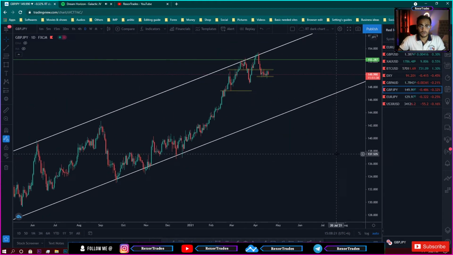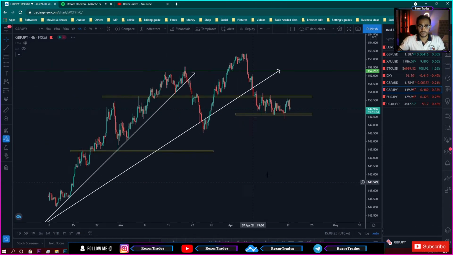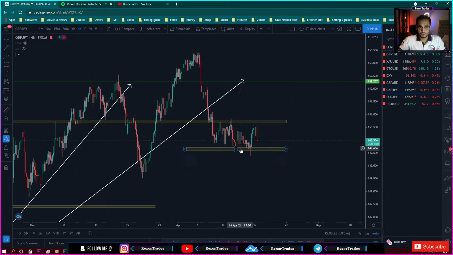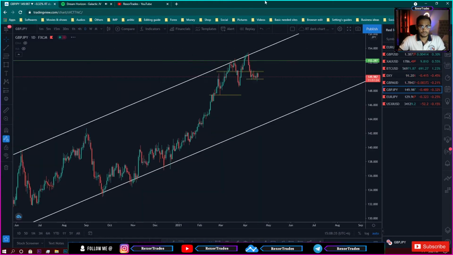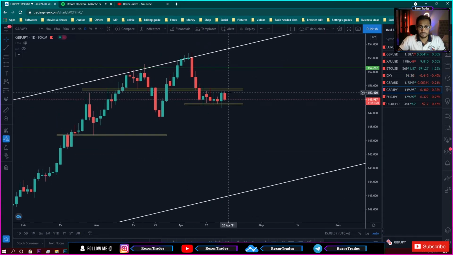But for now, we're going to look at this on a shorter time frame to have a better look. On a shorter time frame, you can see that GBPJPY formed a little bit of a consolidation phase. That's the resistance zone, that's the support zone. So you can wait for the price to actually break out of either this zone or this zone. If the price breaks out of this zone, then you can take a short entry. If the price breaks out of this zone, then you can take a long entry.